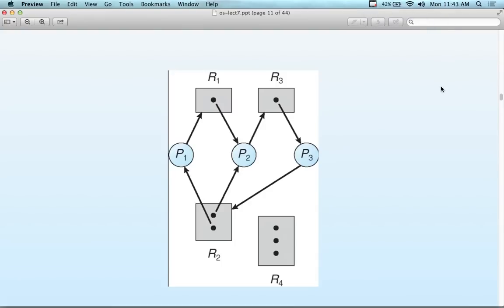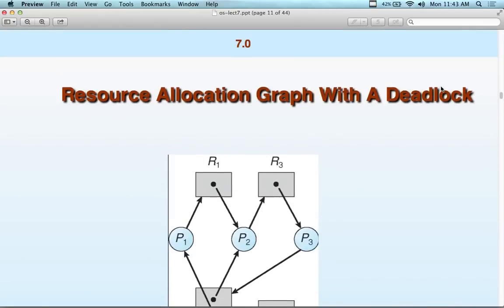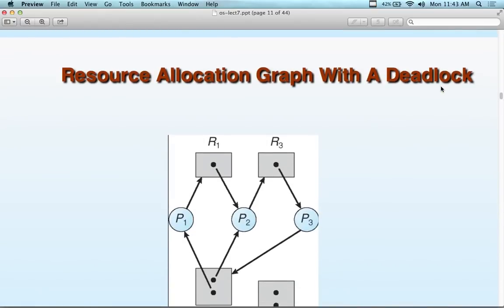Okay, let's resume back. We were looking at the resource allocation graph with a deadlock.